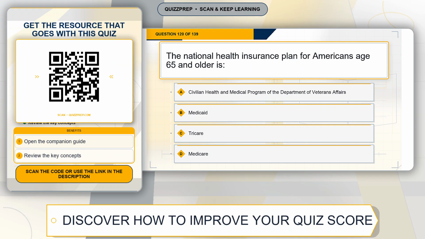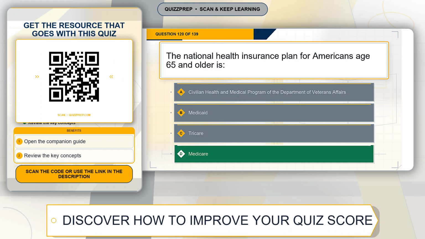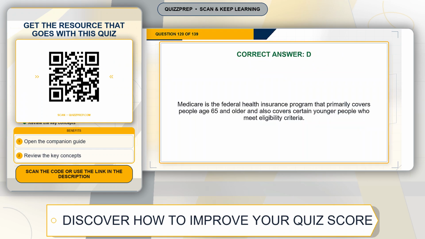Question 120. The National Health Insurance Plan for Americans age 65 and older is Option A, Civilian Health and Medical Program of the Department of Veterans Affairs. Option B, Medicaid. Option C, TRICARE. Option D, Medicare. The correct answer is option D, Medicare. Explanation. Medicare is the federal health insurance program that primarily covers people age 65 and older and also covers certain younger people who meet eligibility criteria.